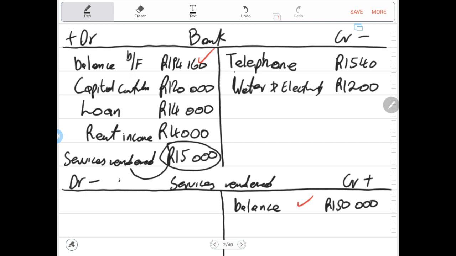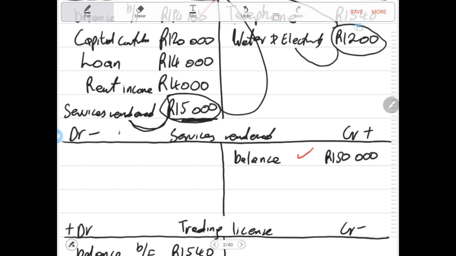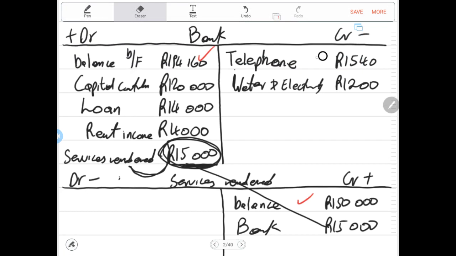And I hope you see, though it's on the debit side of bank, 15,000 will be recorded on the credit side of services rendered, and the description will be bank. But on this side, I'm saying 1,200 was recorded on the debit side of water and electricity, and the description is bank. Now let us do the same thing. Here is our services rendered account, 15,000 rands on the credit side. For every debit entry, there should be a credit entry, and the description is the name of the account where it was initially or first recorded.